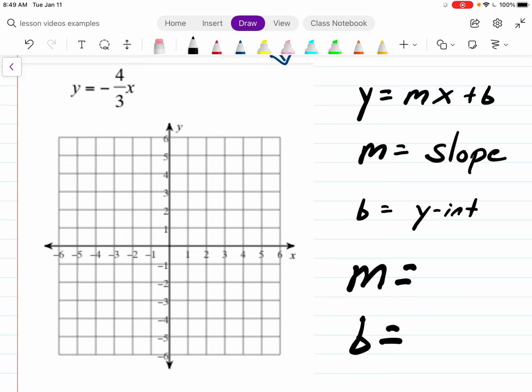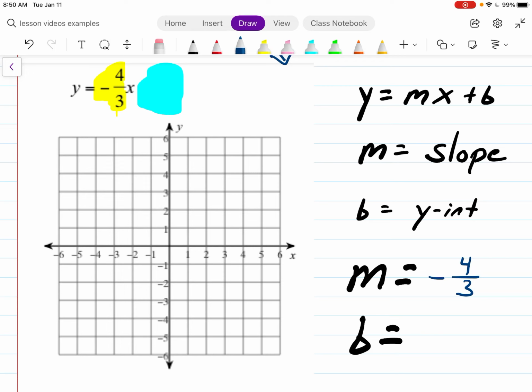So in this case, we notice that something's missing. We realize that we do not have a b value. We do know that our slope is negative 4 over 3. That's not going to change. However, following x, where we usually would see our y-intercept, there is nothing. As I tell my students, if there is nothing there, you still have a number you can write down. What is the number that represents nothing? 0.